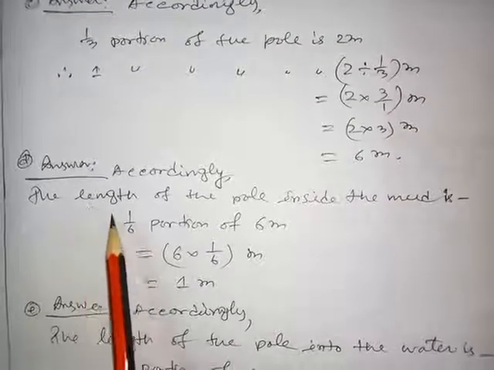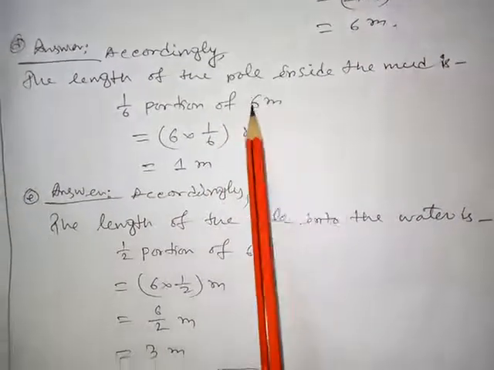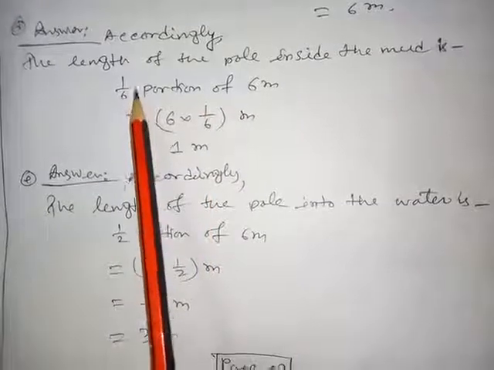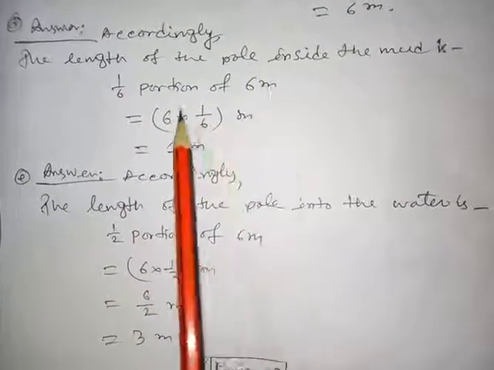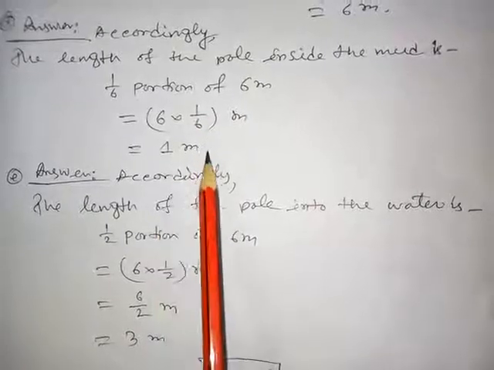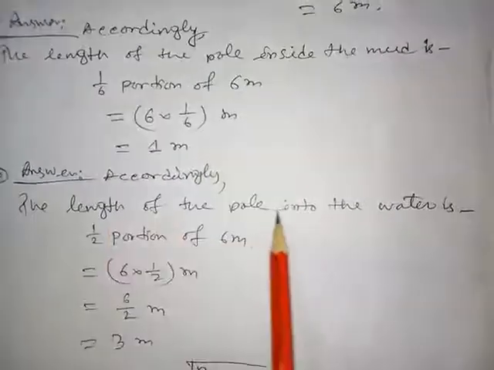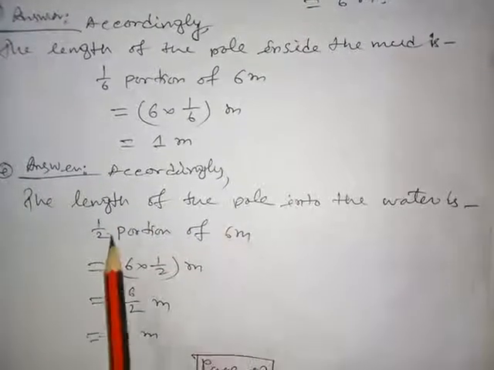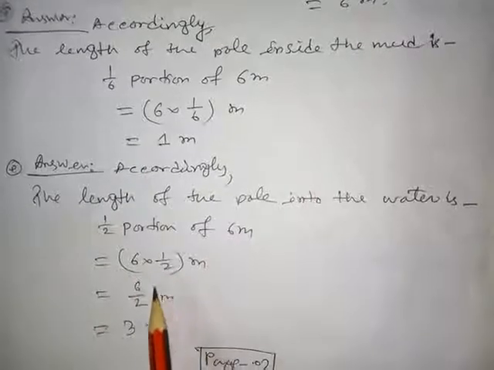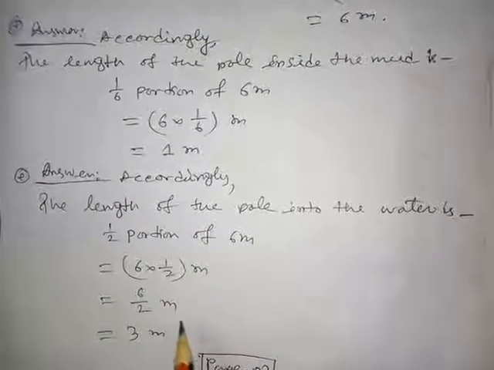Now D, they are telling us to find the length of the pole inside the mud. So the total length is 6 meters and inside the mud there is 1/6 portion. So take 1/6 portion of 6 meters. That means 6 multiplied by 1 by 6 equals 1 meter. So the length of the pole inside the mud is actually 1 meter. Now accordingly, the length of the pole in the water will be half portion of the total length of 6 meters. That means 6 multiplied by half, that is 6 by 2 equals 3 meters. So the length of the pole in the water is actually 3 meters.